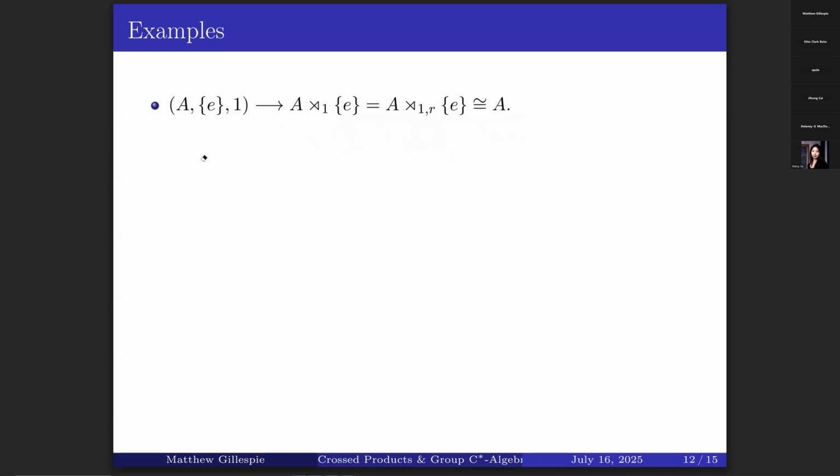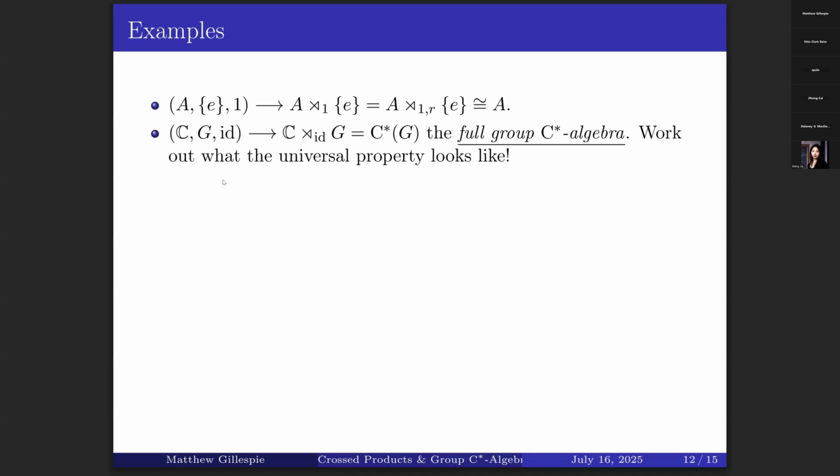If I go on the other hand, where I make the C-star algebra trivial, so I'm looking at the complex numbers, and now I have an arbitrary group and the identity representation, again this just leaves the elements of the complex numbers fixed, because automorphisms of C are trivial. So when I do this, the cross product of the complex numbers with this trivial action by G is denoted C star of G. This is called the full group C-star algebra.